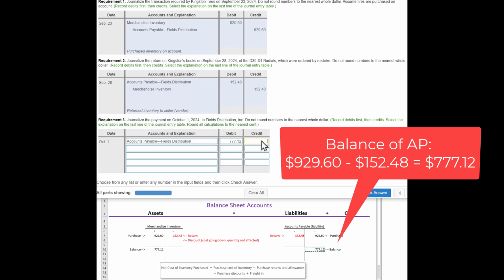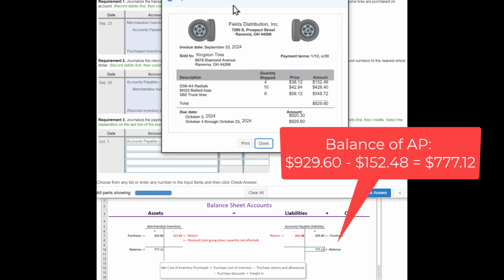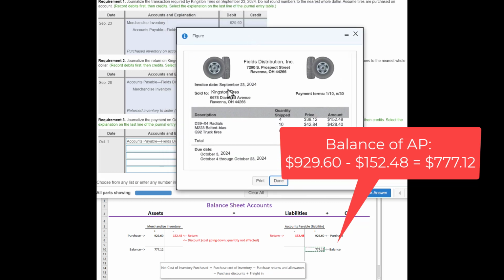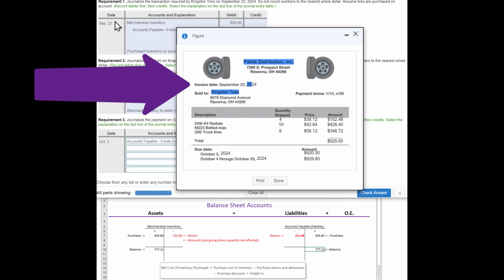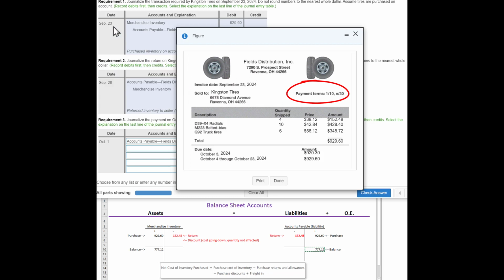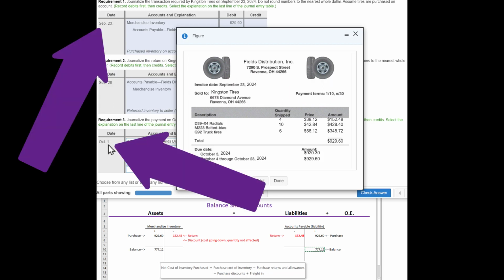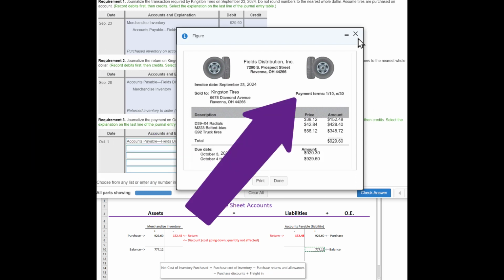All right. So let's figure out, do we get the discount? According to the invoice, we bought it on September 23rd, and we can also see we bought it on September 23rd up here. But we're going to get 1% off if we pay within 10 days. So did we pay within 10 days? From the 23rd to October 1st, that is within 10 days. So we will get this 1% discount.